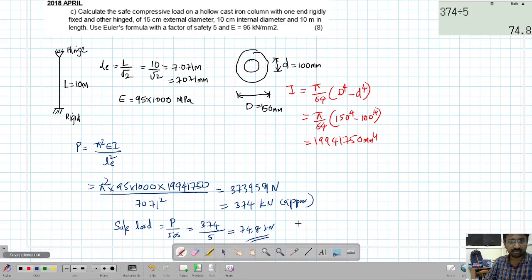It's a very simple, straightforward formula which can give you an easy 8 marks, and you can solve it very fast.